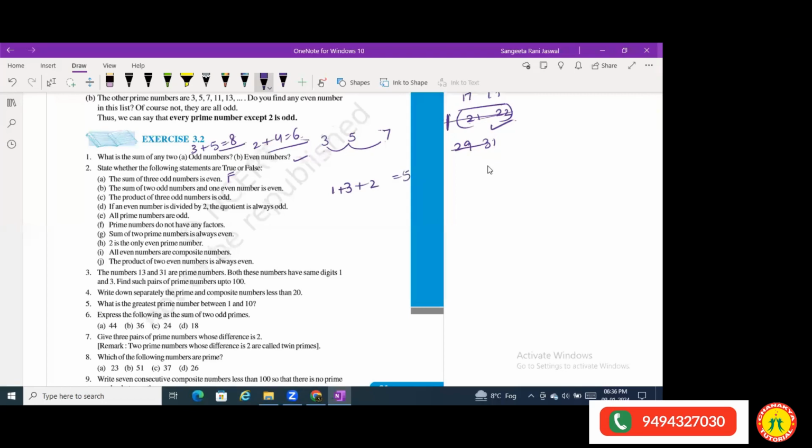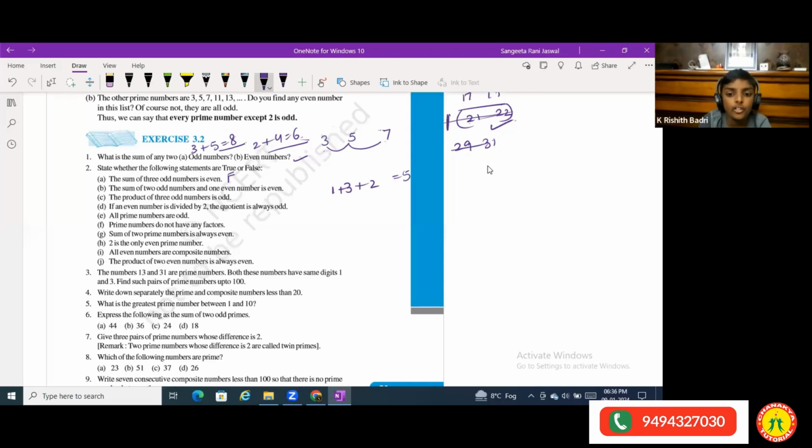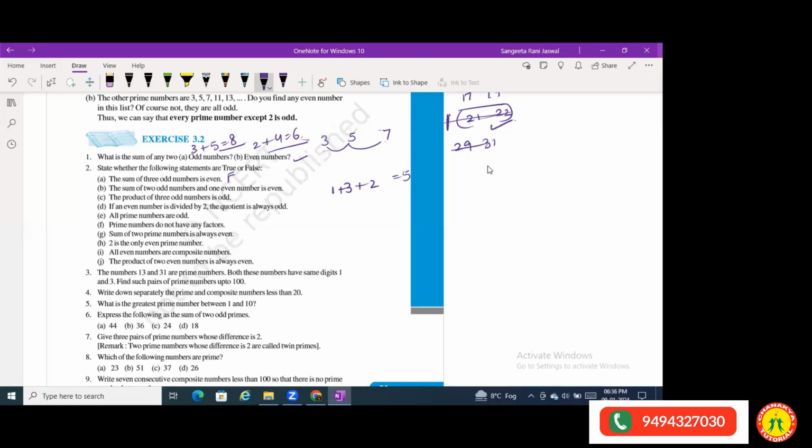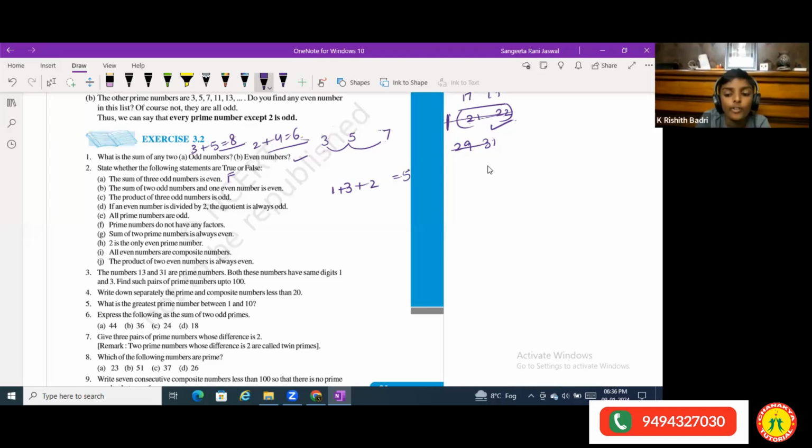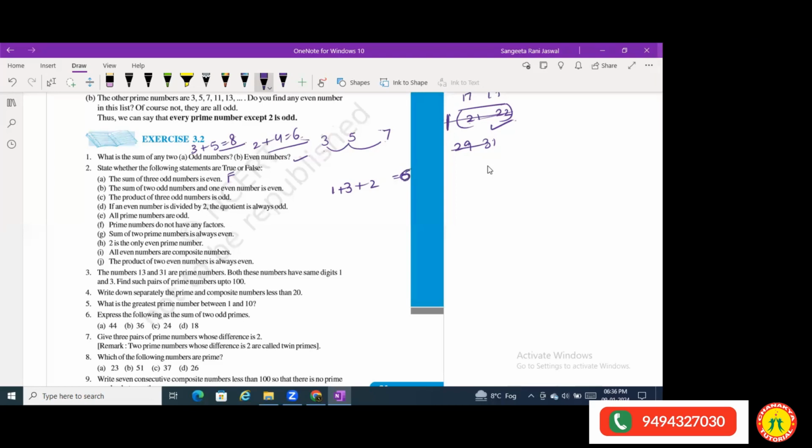It's saying the sum of two odd numbers and one even number is even. Ma'am, 6. No, you wrote 5. Ma'am, it's 6. What happened? You wrote 3 plus 2, you wrote 5. Okay, so that's even.